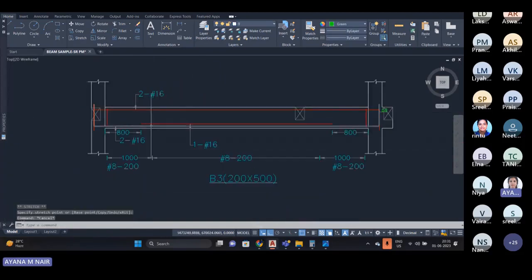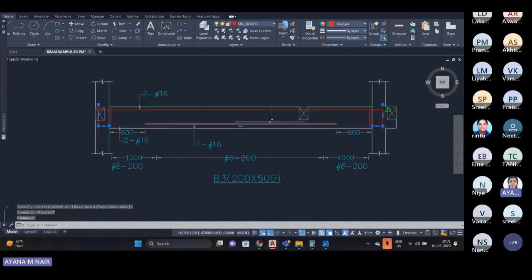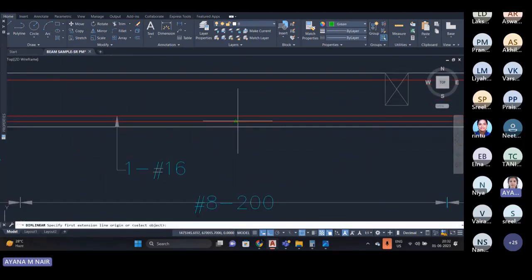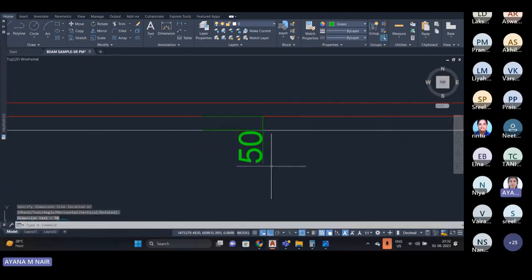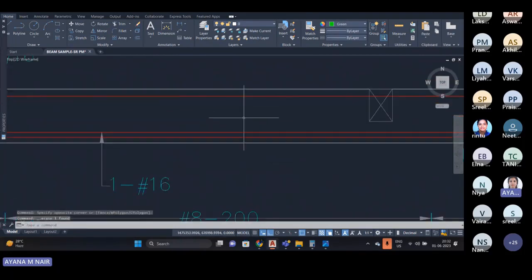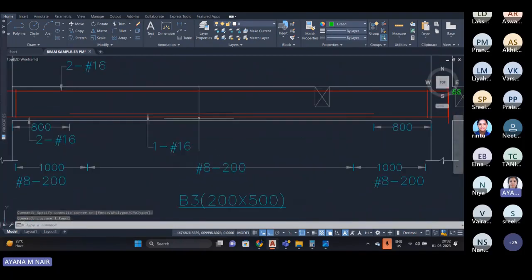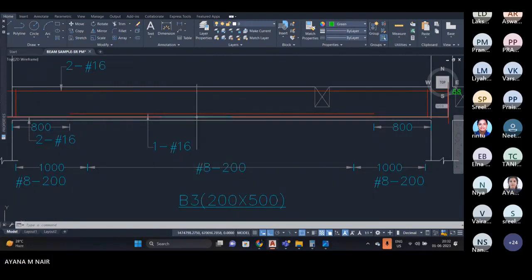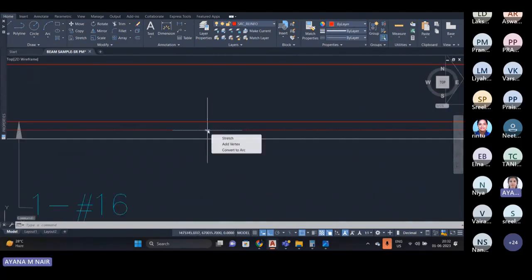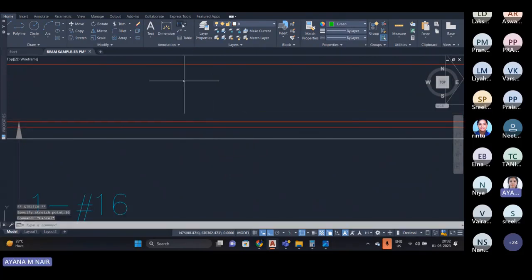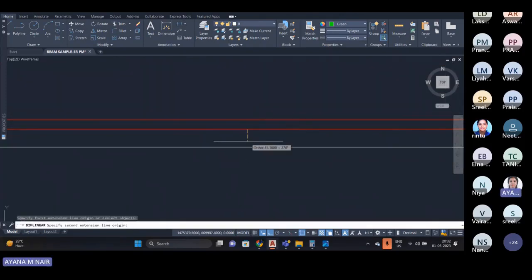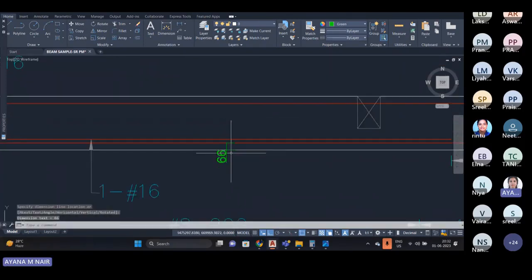Similarly, we have to correct the bottom bars. For that, select this. First, you have to check the dimension. Here, the dimension is 50. That is, the clear cover is 50. So make it 50 plus half of 16, that is 50 plus 8, 58, plus the stirrups provided are 8. So this total cover will become 66. So for that, move this by 16. Now you can check this as 66. So the cover is also corrected.